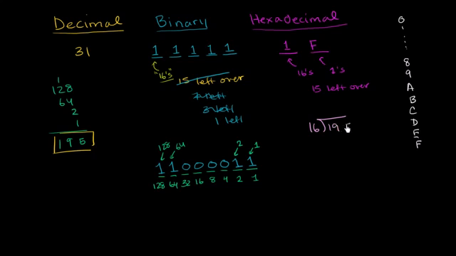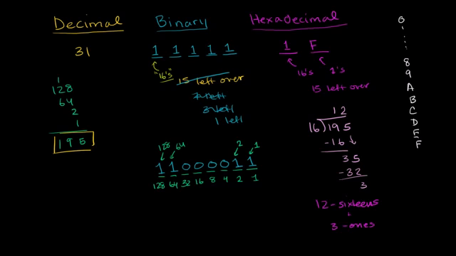16 goes into 19 once. 1 times 16 is 16. Subtract. You get a 3. Bring down the 5. 16 goes into 35 2 times. 2 times 16 is 32. Then you subtract, you have a remainder of 3. So you have 12 16s plus 3 1s. So let me write it again. 195, you could write this as 12 16s, and then plus 3 1s. Right? 16 goes into 195 12 times. So you have 12 16s, and then you have 3 1s.